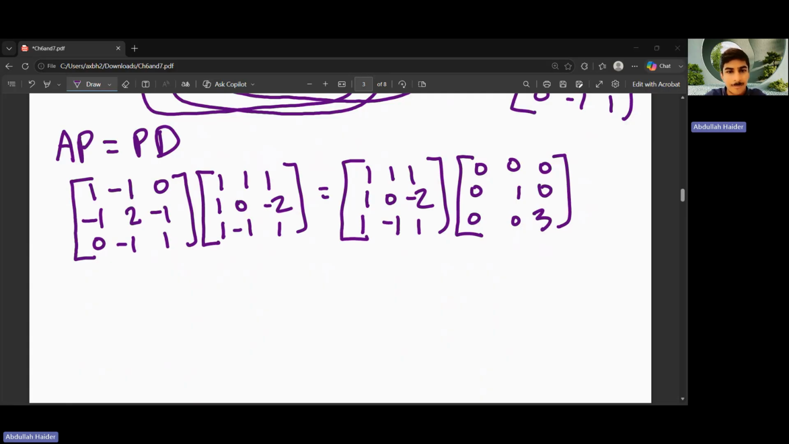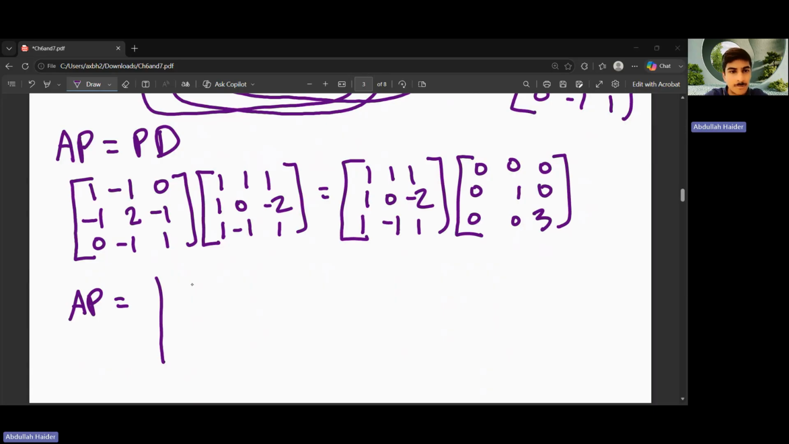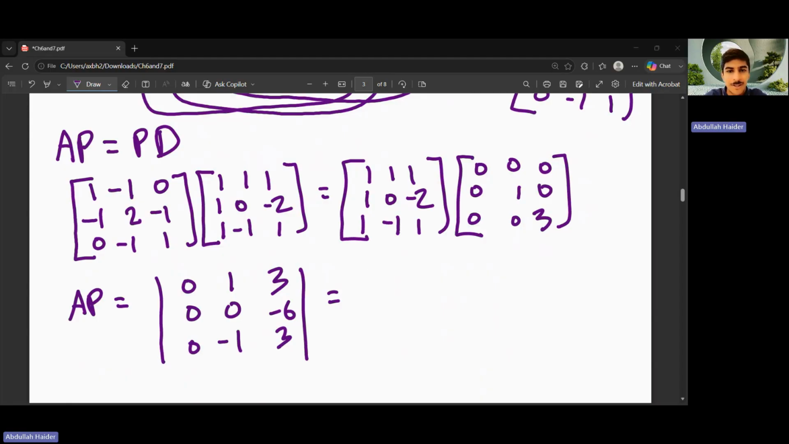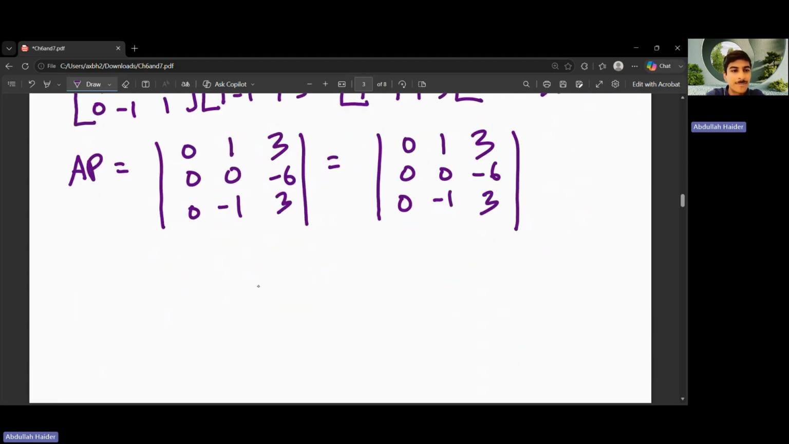In the exam you have to show all of this matrix multiplication working. I will just write that AP is 0, 1, 3, then 0, 0, -6, 0, -1, 3. If you feel like you cannot do all the steps, there's no time, just do it on the calculator. And on the right side, when you do the multiplication, you will also get 0, 1, 3, 0, 0, -6, 0, -1, 3. So you can say that.